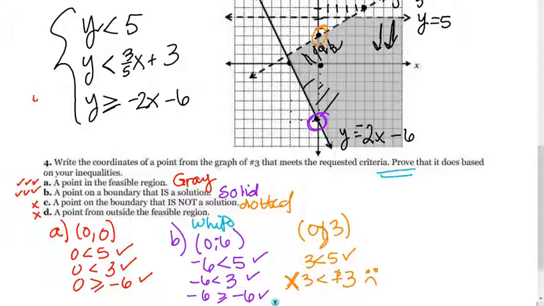And then anywhere here, so I'm going to pick, what did I pick? 1, 2, 3, 4, 5, 6. I picked 0, 6. And is 6 less than 5? It is not. So I've already proven it is not a solution of these systems. I hope this helps you study for your test tomorrow.